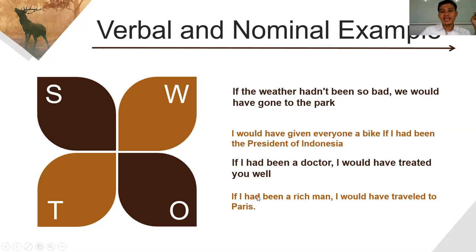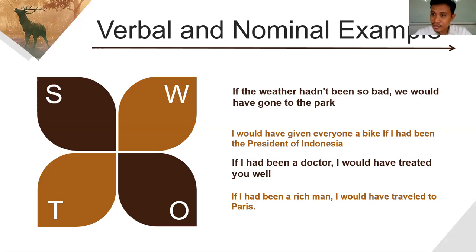If I had been a rich man, I would have traveled to Paris. So I had, and then here is mixing verbal and nominal, right? If I had been a rich man, I would have traveled to Paris. Had, and then verb 3 been, and a rich man here. And then I, the subject, would, and then connected with have and travel because it's perfect tense, to Paris. What is the fact here? The fact is I was not a rich man and I did not travel to Paris.